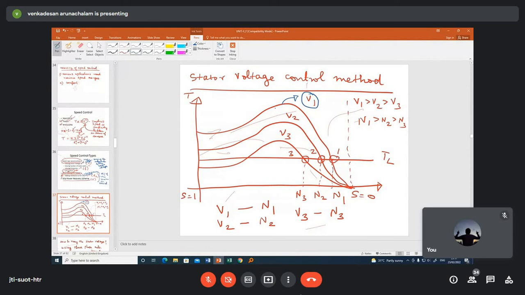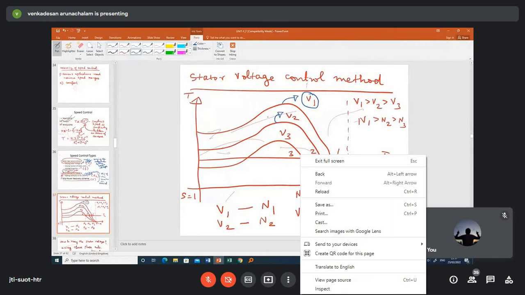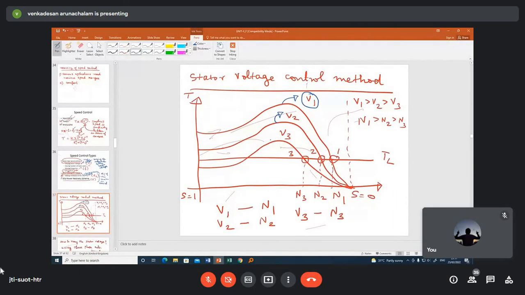Similarly, you draw the torque slip characteristic for another voltage value. Let me take this as V2. Similarly, you draw it for, for example, another value V3. If you draw the torque slip characteristic for various voltage values, we will get a family of torque slip characteristics.